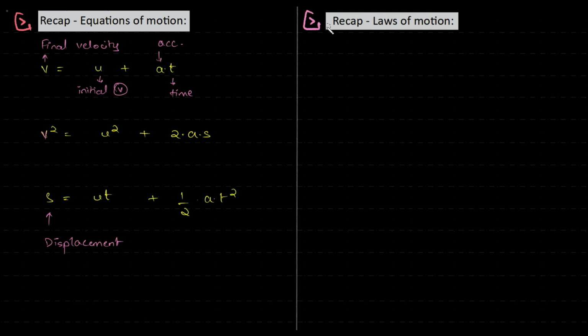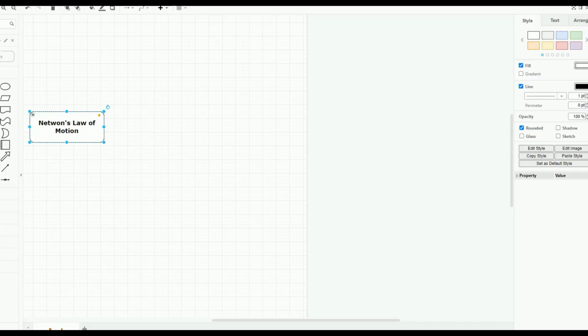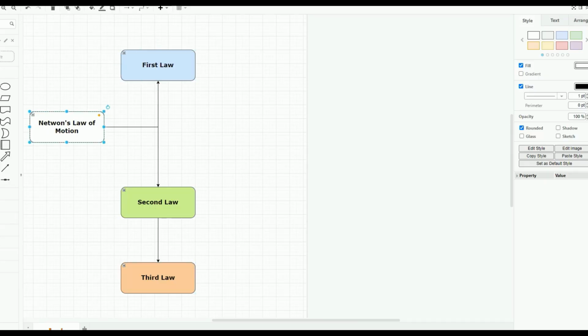My first question to you guys is, how many laws are there? The answer is, there are 3. Newton's laws, there are 3 of them. What do they stand for in terms of force? Try to recall, what do they stand for?